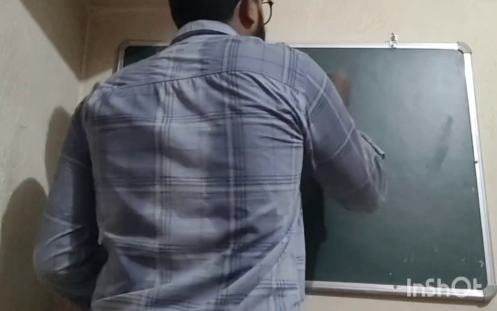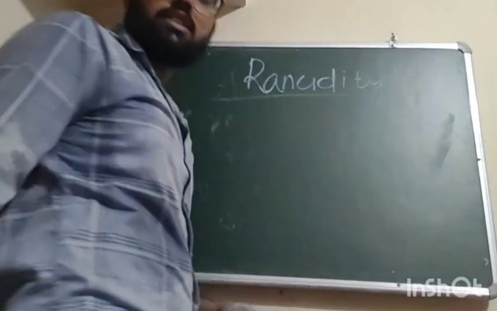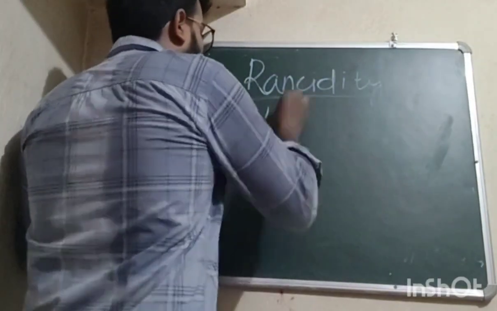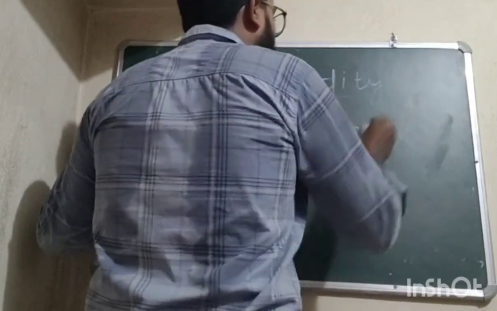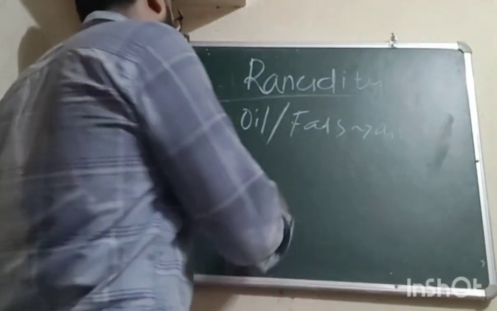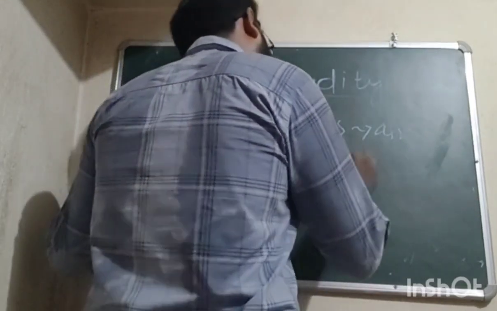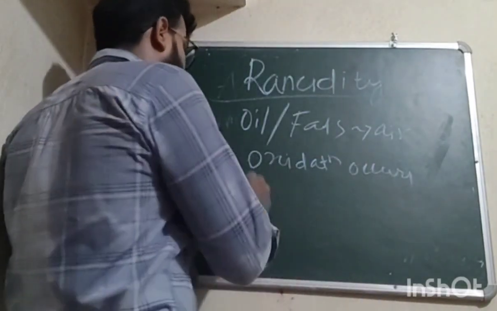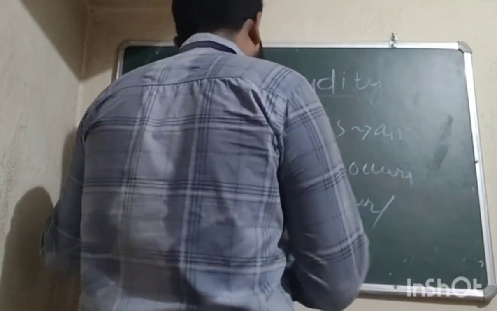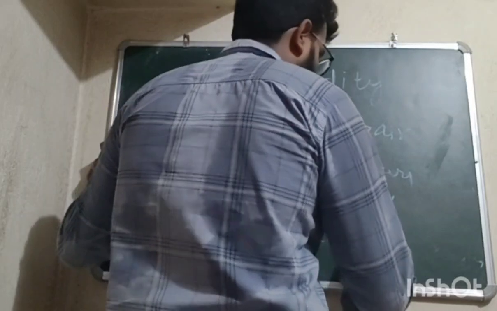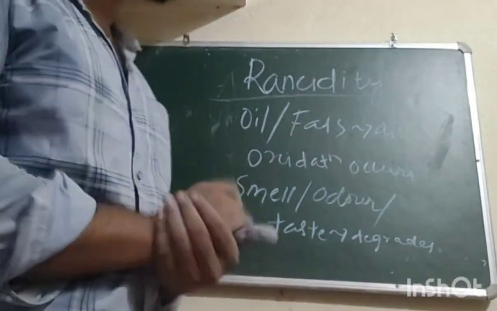Now we need to learn one more thing, and then this topic will be over, and that is rancidity. If oil or fats are exposed to air, air has oxygen, so oxidation occurs. As a result, smell or odor or taste degrades, and this phenomenon is known as rancidity. How do we prevent this rancidity thing?